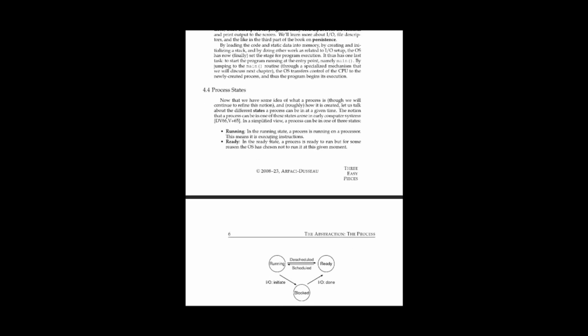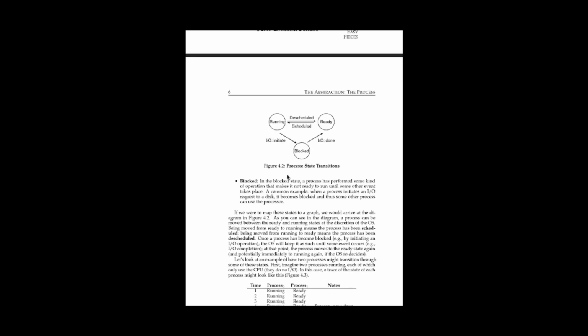Running. In the running state, a process is running on a processor. This means it is executing instructions. Ready. In the ready state, a process is ready to run, but for some reason the OS has chosen not to run it at this given moment. Figure 4.2, process state transitions, illustrates the three states and the movements between them.